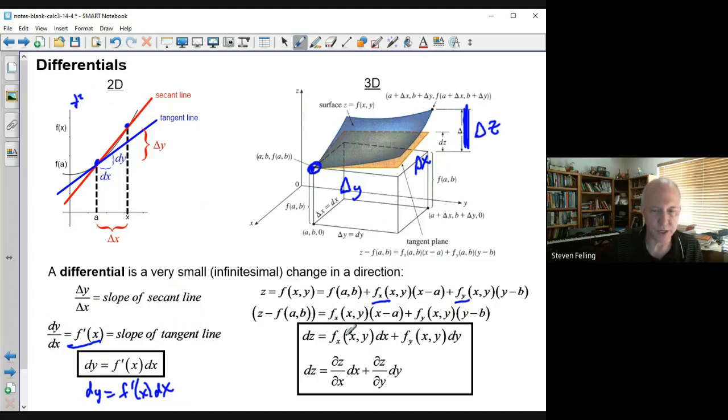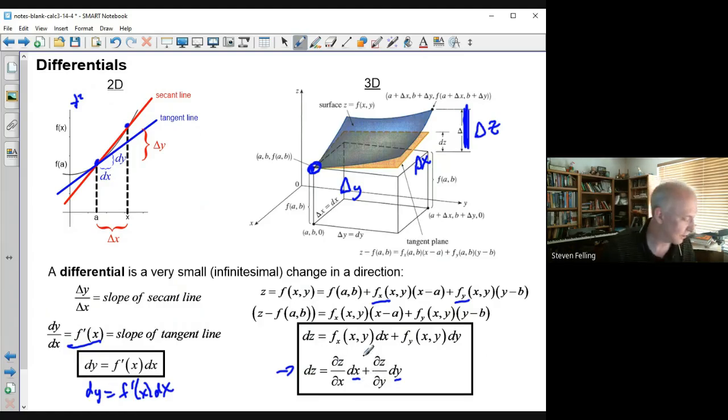And you could write it this way, fx dx plus fy dy, or you could write it this way, that this is the partial derivative of z with respect to x, and this is the partial derivative of z with respect to y. What that means is that if you have an output and two possible inputs that are affecting that output, then a change in the output is due to a linear combination of the changes of both the inputs times their derivatives, which basically indicate how sensitive the output is to a change in the input. That's what's going on here.